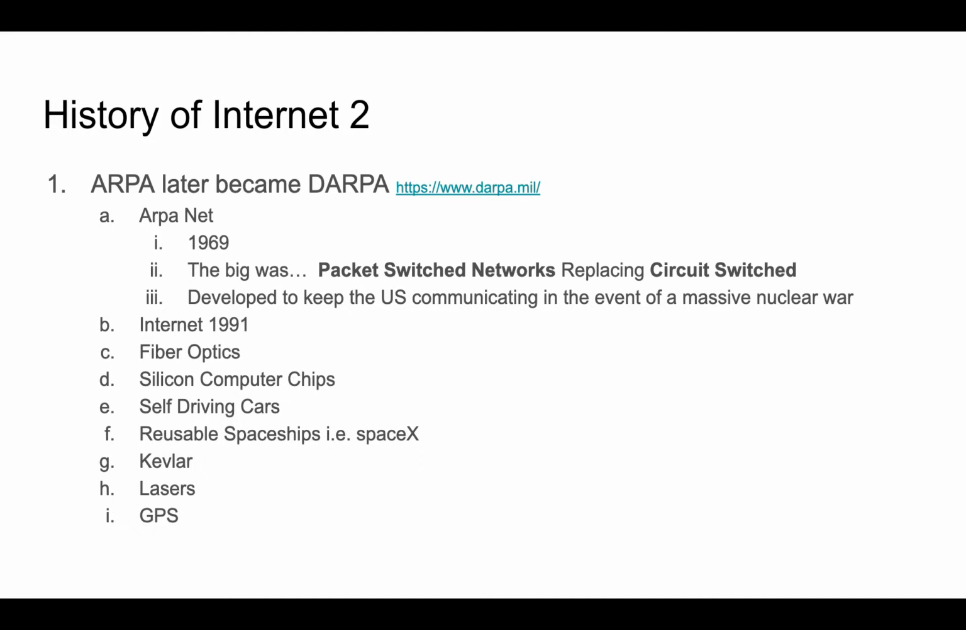Including the computers. Everything. Look, these are all the things that DARPA or ARPA had either direct involvement in developing or was part of a derivative that came out of their projects. So we got the internet, fiber optics, silicon computer chips, self-driving cars, reusable spaceships, Kevlar, lasers, GPS.